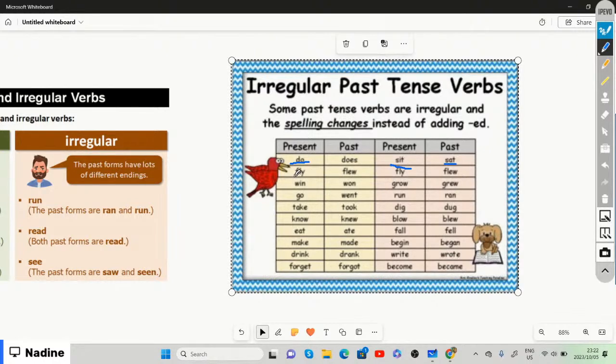Fly. The birds fly in the sky. That's fly. And that shows the present tense. It's something that the birds are doing now. They fly in the sky, right? But in the past, they flew. Flew. They flew.